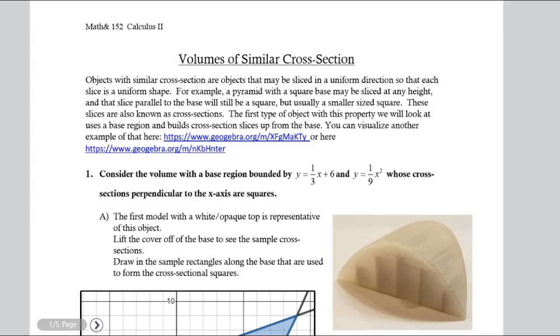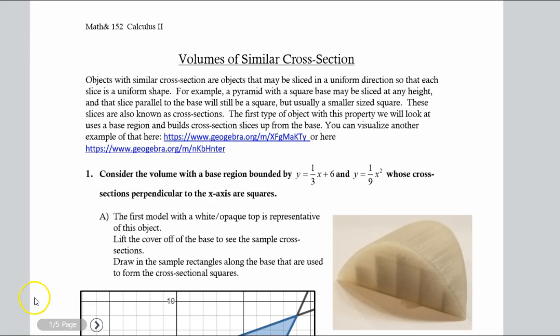Hey everyone, welcome to the video on the volumes of similar cross-sections. And these are a little bit different than the volumes of the solids of revolution that we've been looking at because we're not actually revolving anything. We're going to be building up from a base using a similar shape for a lot of slices.